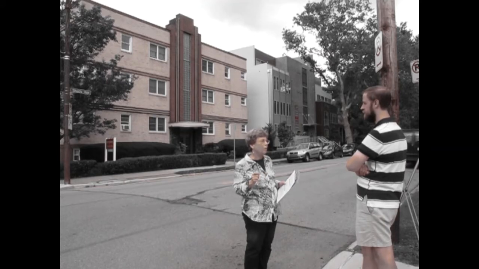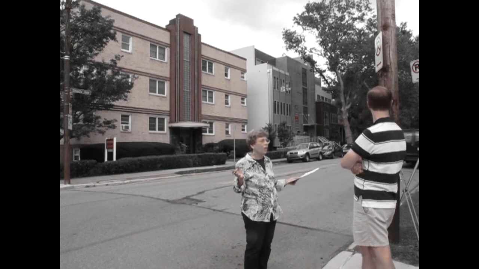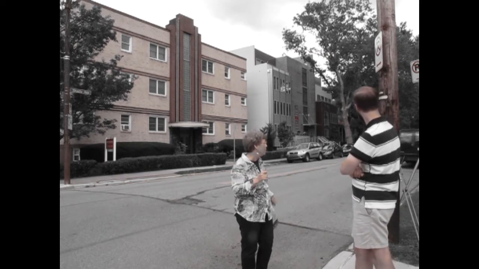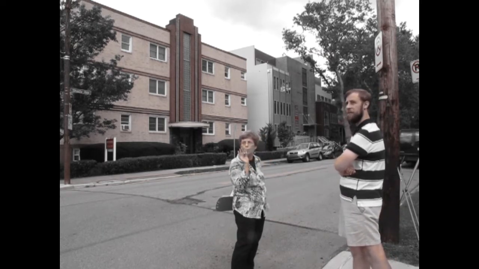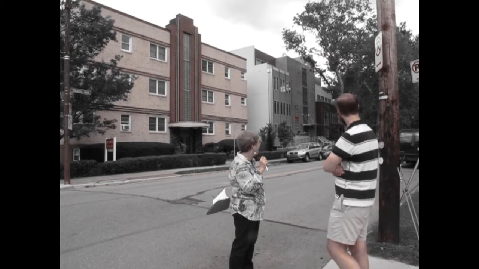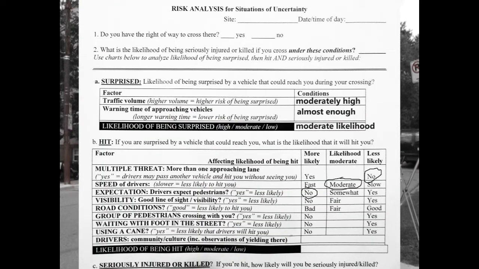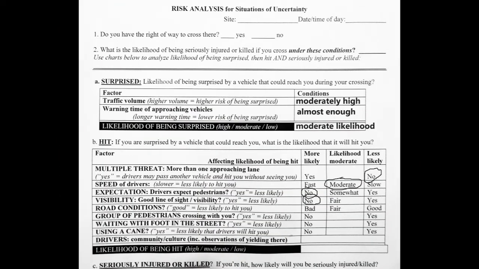Visibility from both directions. The sun is out, it's not dark, lighting's pretty good. What about the visibility from approaching? From the left it's pretty high, from the right it's a little bit lower. There's a ramp, it's sort of blocking the view. Okay, so they don't see us until they come around that bend. We decided the road conditions were good and there was no group of pedestrians he could walk with. Then we discussed whether he would feel comfortable waiting with a foot in the street.